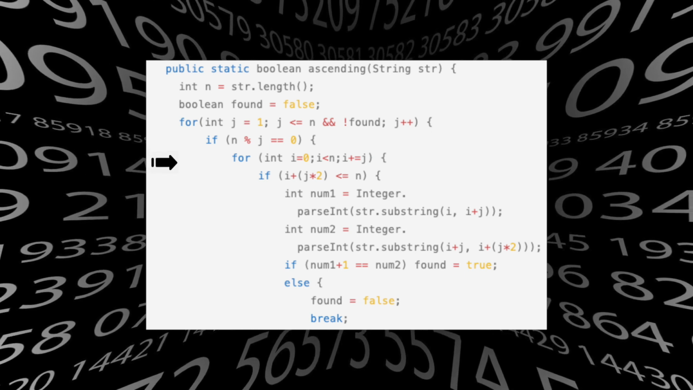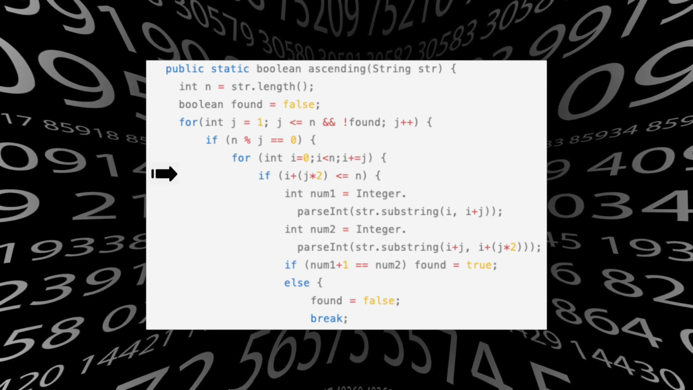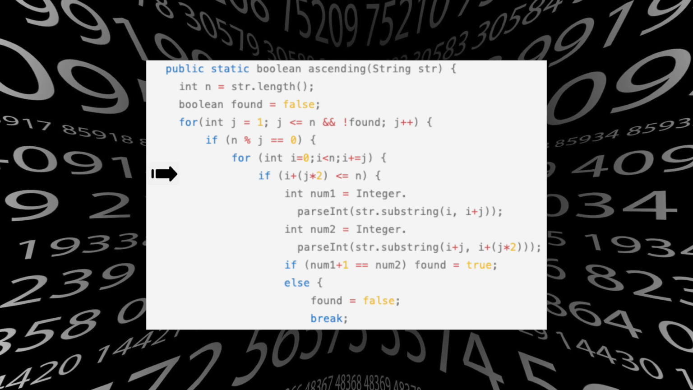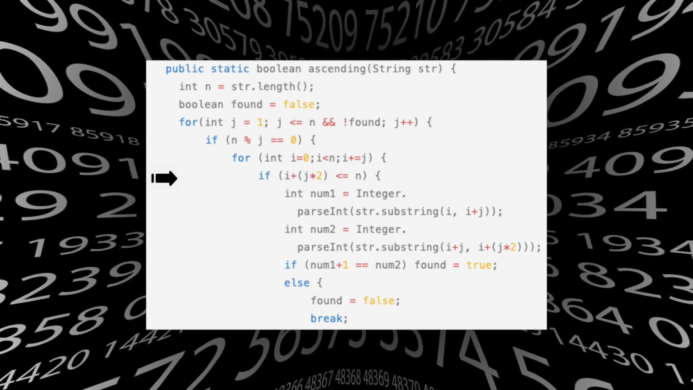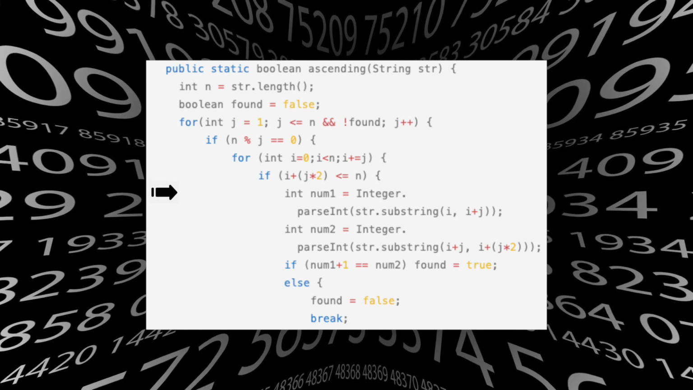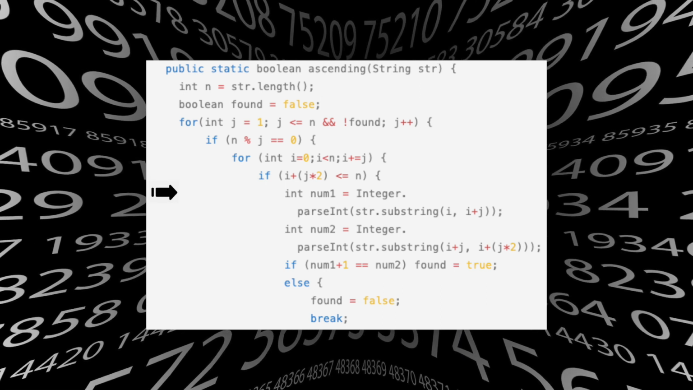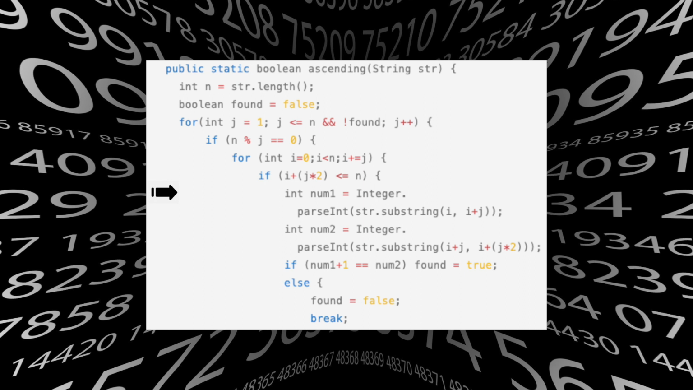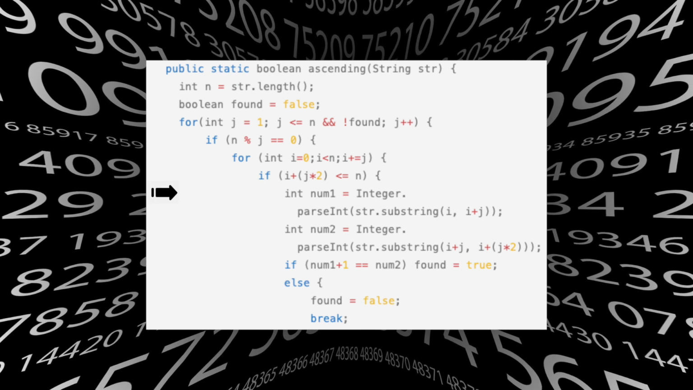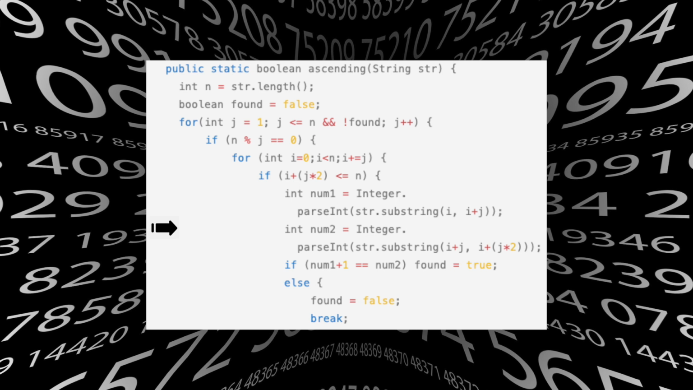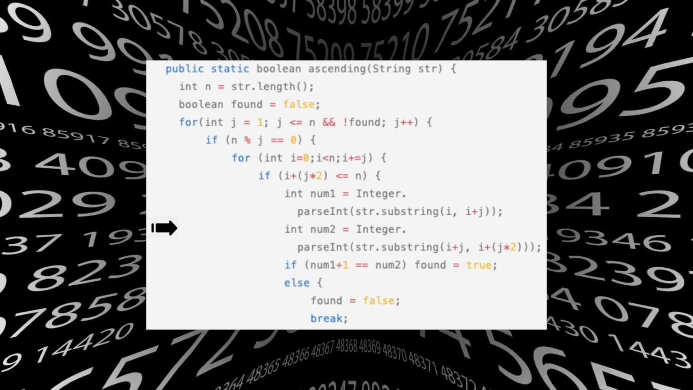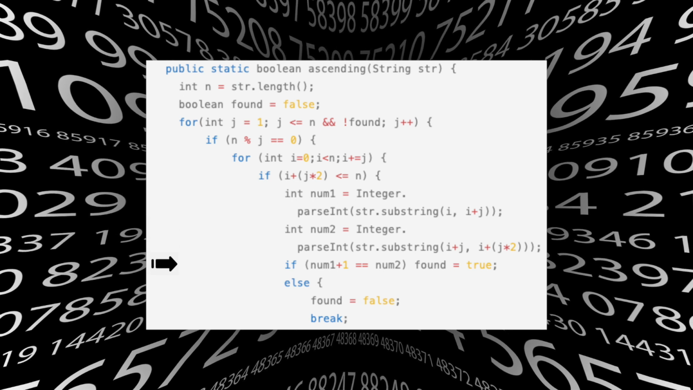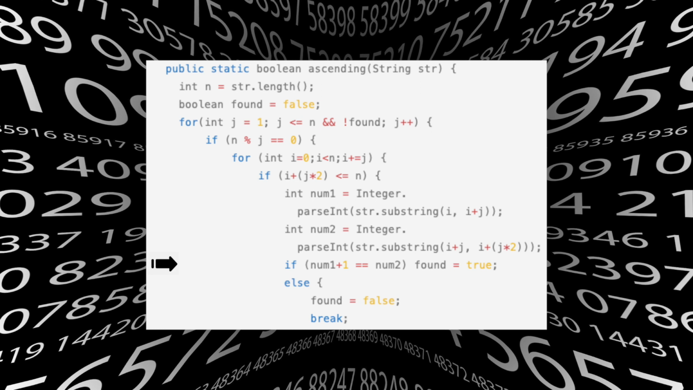Next, if the iteration counter of the inner loop, plus the product of the iteration counter of the outer loop and 2, is less than or equal to the length of the incoming string, I grab the first few characters denoted by the sum of the iteration counter of the inner loop and the iteration counter of the outer loop, convert the value to an integer, and assign the result to a primitive variable named num1. Next, I grab the same number of characters immediately adjacent to num1, and store the value in a primitive variable named num2. Next, I evaluate whether num1 plus 1 equals num2.